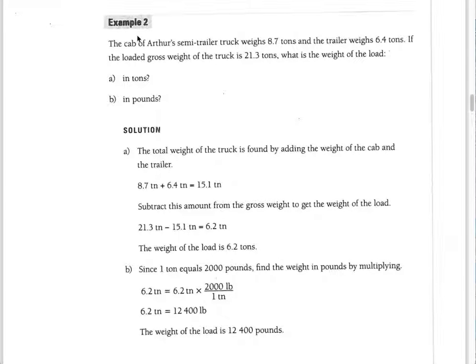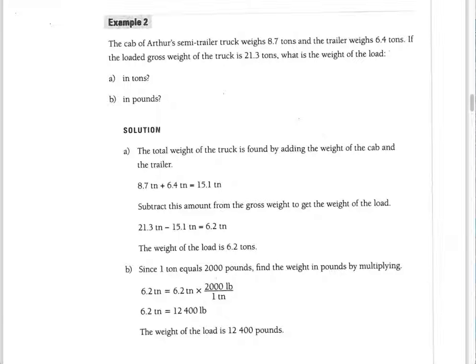Moving on to example 2. The cab of Arthur's semi-trailer truck weighs 8.7 tons and the trailer weighs 6.4 tons. If the loaded gross weight of the truck is 21.3 tons, what is the weight of the load that it's carrying? Well, his semi-trailer truck in total is going to have to be 8.7 plus the 6.4. And we can subtract that from the 21.3.